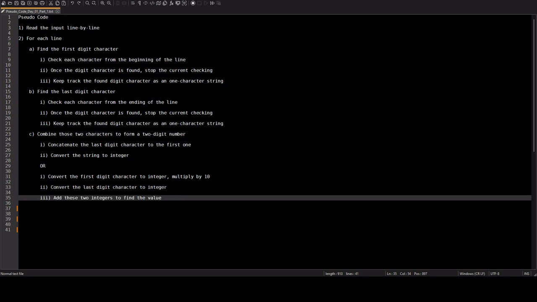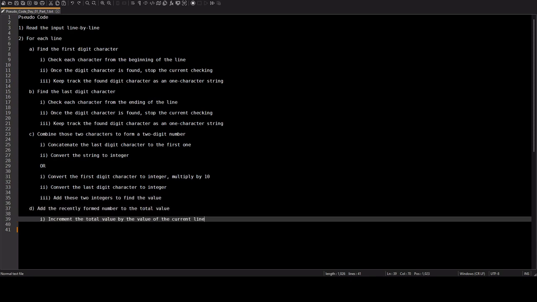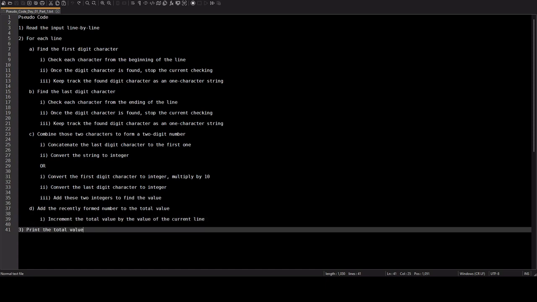Add the recently formed number to the total value. We need to increment the total value by adding the value of the current line. Print the total value. After adding the value of the last line in the input to the total value, we should have the total value equal to 142 in this example.